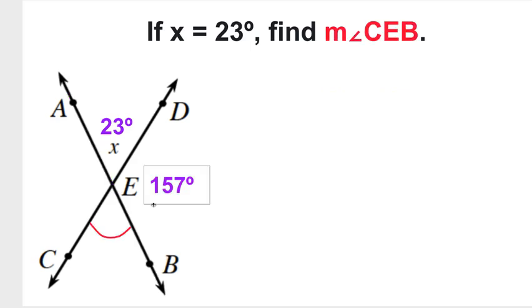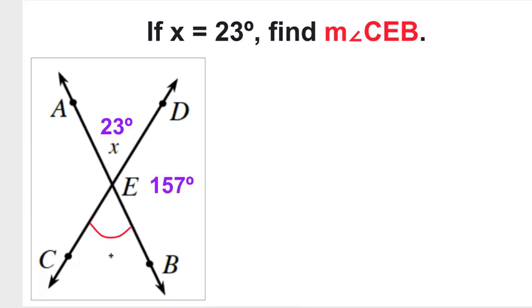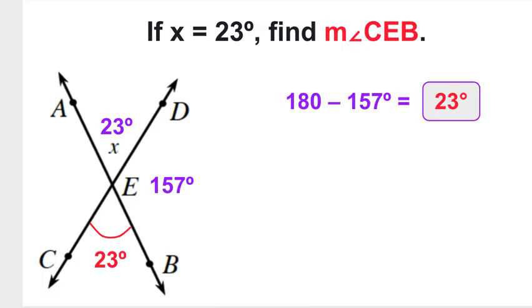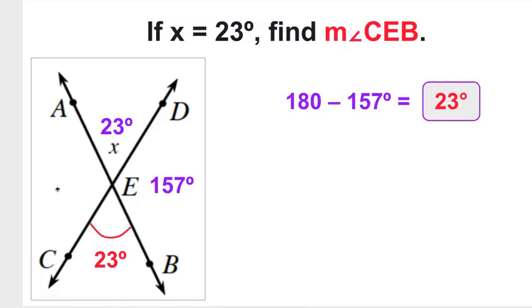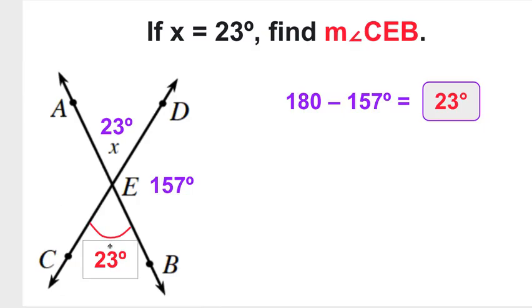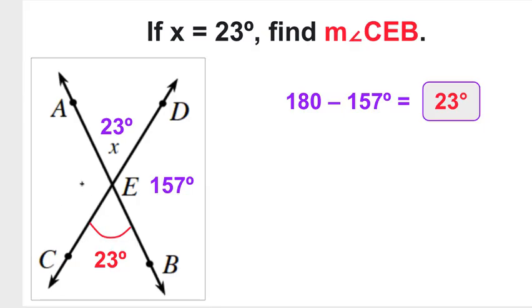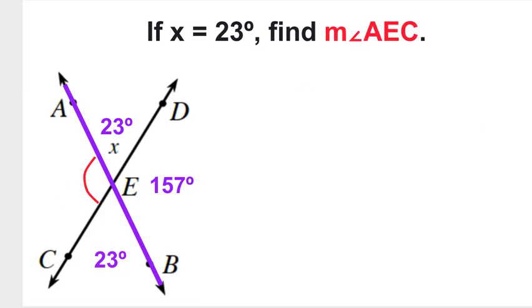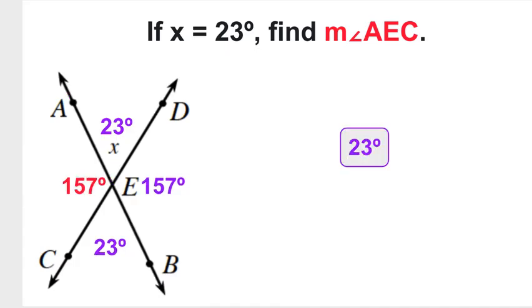Now, if I ask you to move on and try to find the CEB angle next, we know that these two side-by-side ones also equal 180. So if I take 180 degrees and subtract 157, this angle is going to look really familiar. It's also 23. And then if I keep on going, I want to find the last angle where these two lines cross. Well, I know this angle and this angle make a linear pair, and they're also going to equal 180 and be supplementary, and that's 157.